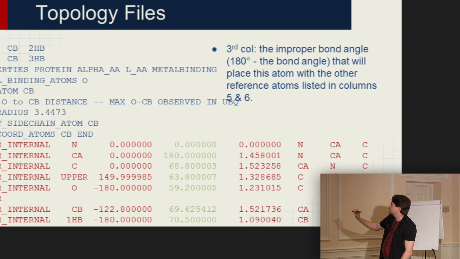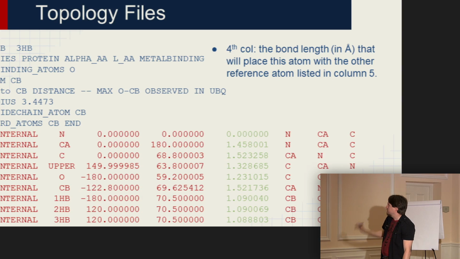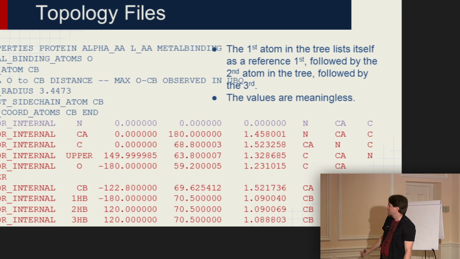The next column gives you the improper bond angle, which is 180 degrees minus the bond angle, of the C alpha relative to this column and this column. And then the fourth column gives you the bond length relative to just this column.